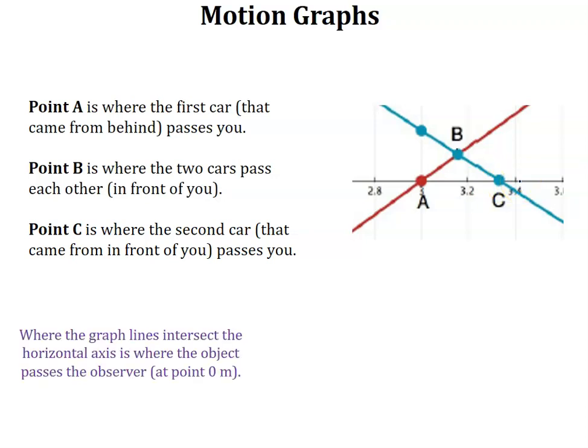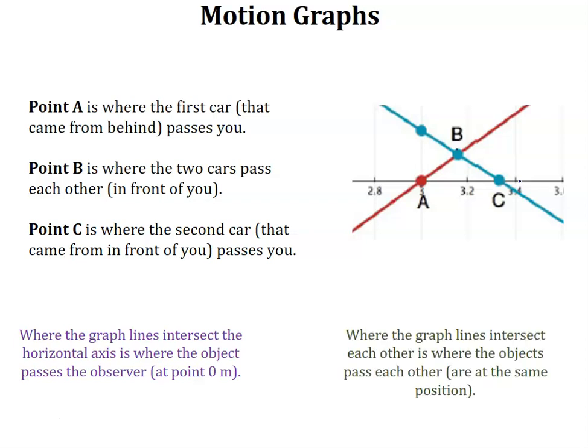Where the graph lines intersect the horizontal axis is where the object passes the observer. That is 0 meters from the observer. Where the graph lines intersect each other is where the objects pass each other. They're at the same position from the observer.